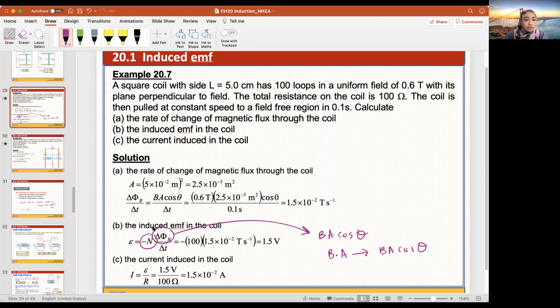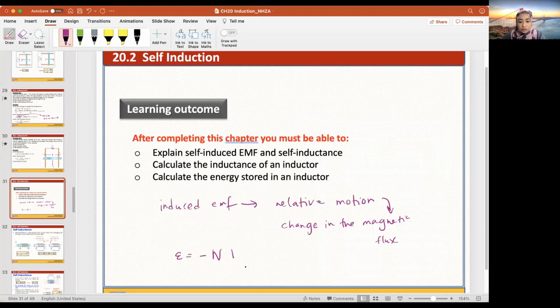We learned about motional EMF as well. That concept was a little bit hard, I have to admit. And you guys can go back to my video if you want to revise motional EMF. We talked about when we are in a magnetic field, doesn't matter if it's going in or out, and then you have a conductor that is moving to the right or to the left.